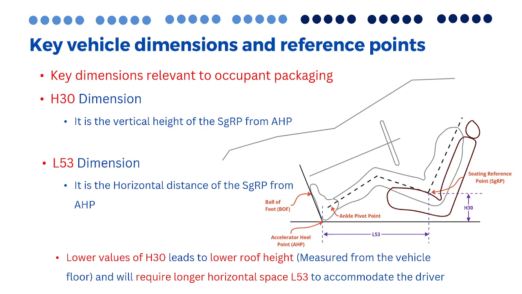In summary, dimensions like H30 and L53 are foundational in automotive occupant packaging. By carefully measuring and adjusting these dimensions, engineers can create interiors that enhance comfort, safety, and functionality.